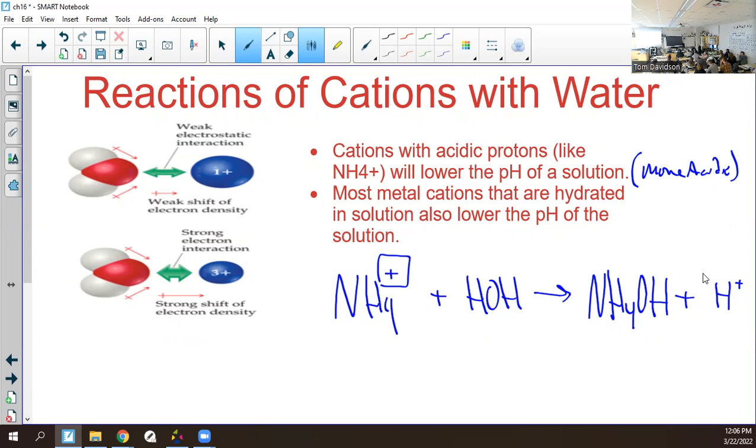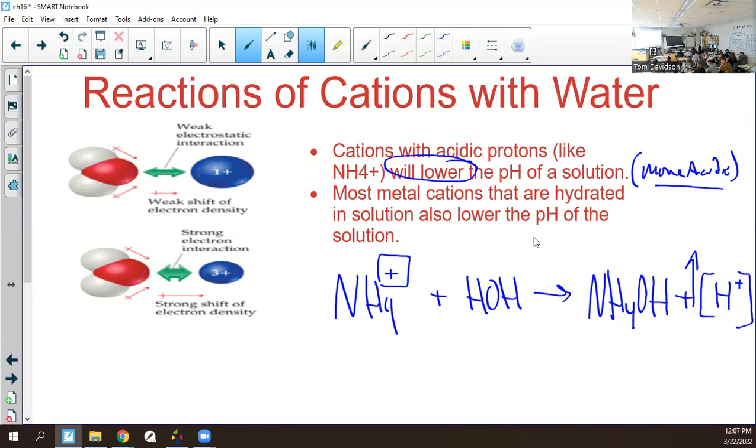All right, look. If the H plus concentration went up, what happens to the pH? It lowers it or makes it more acidic. Now, most metal cations, which are hydrated in solution, also lower the pH of the solution. The exception to that would be the cation of a strong base.